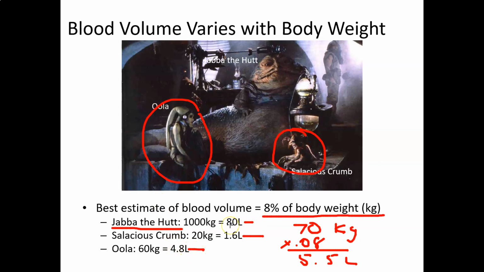It works for most animals, to be honest, especially mammals. It doesn't work for birds very well because of their bone structure, but works pretty well for most animals. So that's how we figure out blood volume, which is a much better estimate of using 8% of body weight than actually assuming 5 or 5.5 liters.